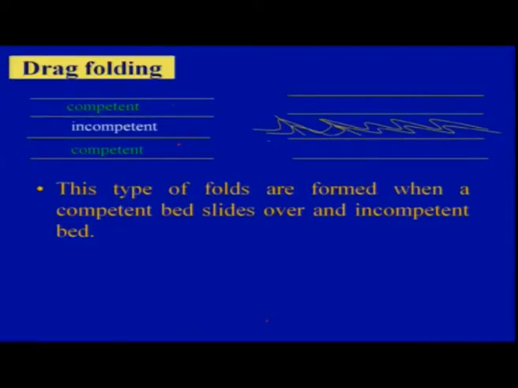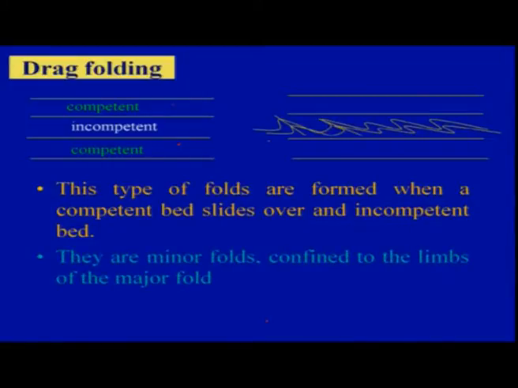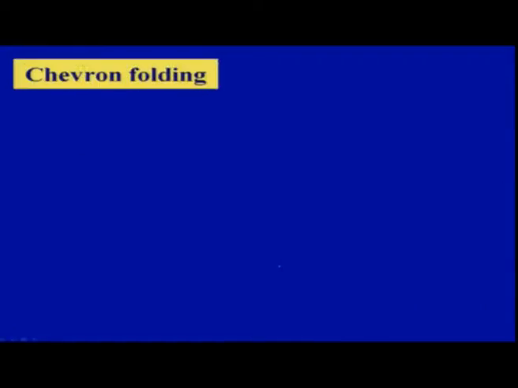Okay, so this type of fold is formed when a competent bed slides over the incompetent one. So they are minor folds confined to the limbs of the major folds. You will not be able to see this type of fold on a very large scale, but they are within the folded layers. Okay, and they will slip like this. So you will have what we call the drag folds. Okay, so these are the drag folds.